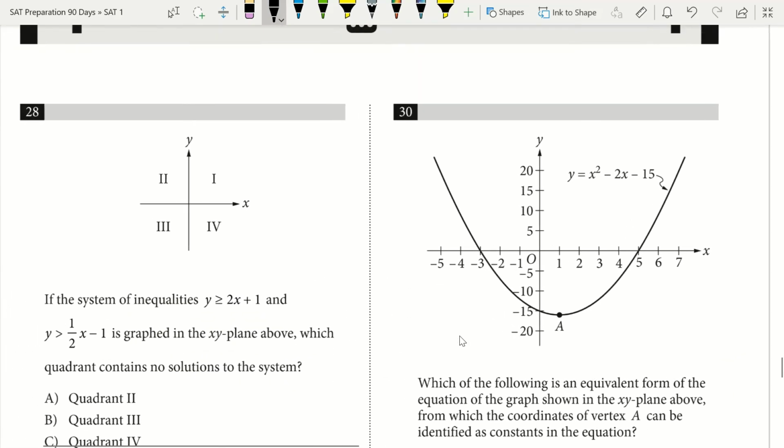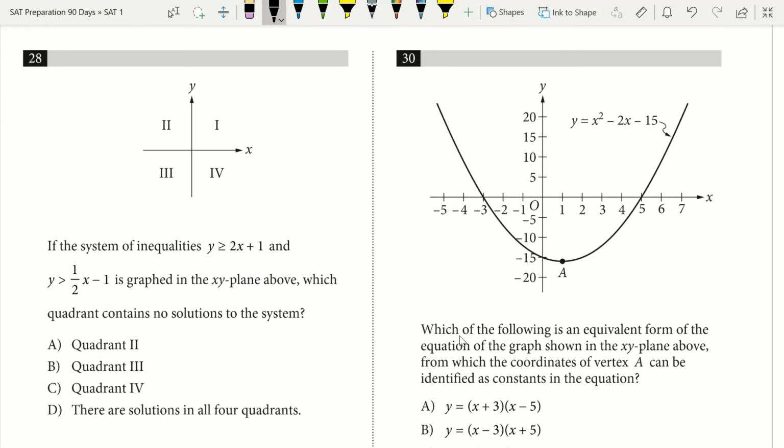All right, question 28. If the system of inequalities above is graphed in the xy plane, which quadrant contains no solutions? Our first one, y is greater than 2x plus 1. We know 2x plus 1, we can call that right there 1, so positive y-intercept. It's going up because it's 2x as its slope. So it'd be something like this.